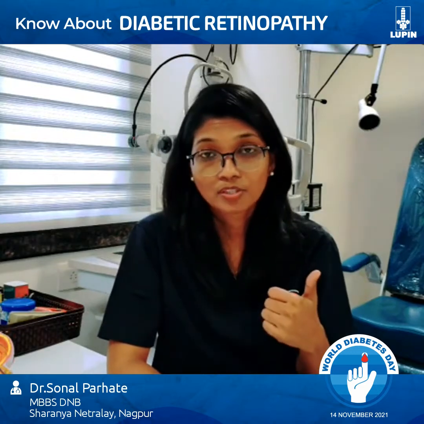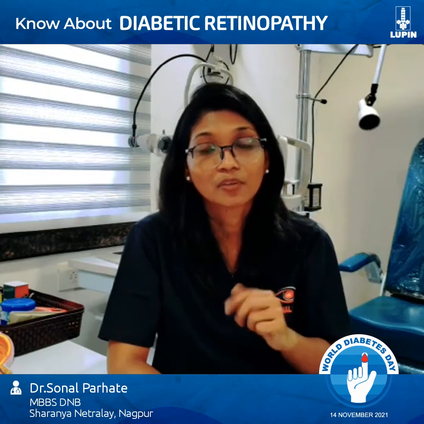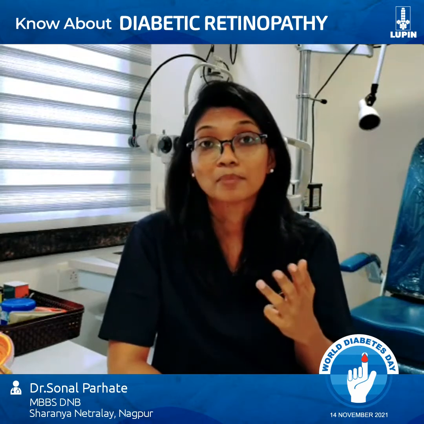Now what are the symptoms of diabetic retinopathy? In the initial stages, that is in early diabetic retinopathy, it has no symptoms, but as your diabetes gets worse, it starts showing symptoms like blurring of vision, or sometimes you may see dark spots, dark areas in front of your eye. You may have poor night vision, or sometimes straight lines may appear wavy to you.